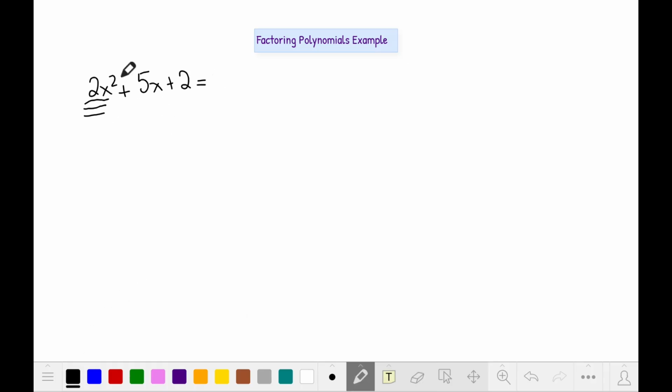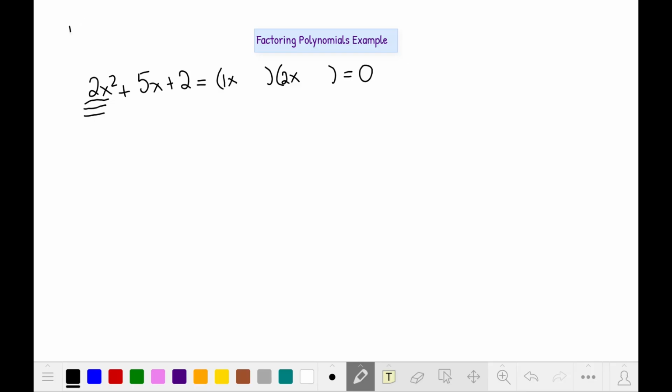We're still going to want to make this polynomial look like a multiplication of two bracket terms, but we need something a little bit different. Before it was always x and x because we had an x squared term, but now we've got a 2 in front. Now here it's actually not too bad because the number 2 is prime. So what that means is the only way we can get to the number 2 with whole numbers with multiplication is if one of them is a 1 and the other one is a 2.